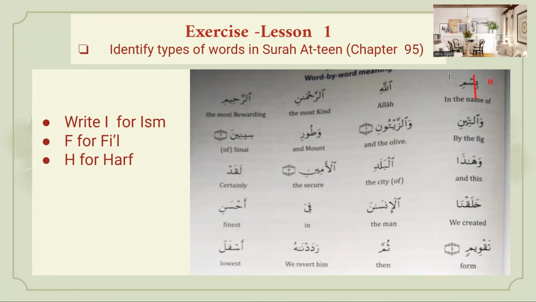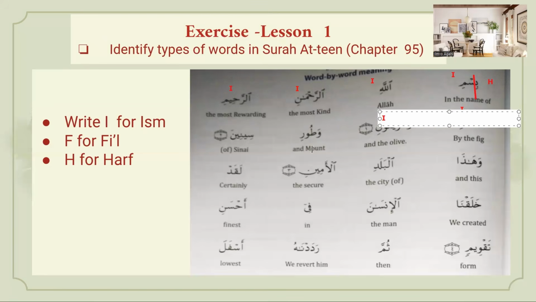So name of a name, right? So ism is ism. Allah is a proper name, right? So this is ism. Then Ar-Rahman, the most kind. So it's a quality. Quality or adjective are also ism. So this is ism. Ar-Rahim is also ism. Wow is separate. At-Tin. Okay. At-Tin is what? At-Tin is the fig. So at-tin is ism, the name of a fruit. Zaitun, the name of a fruit or vegetable. Okay. So zaitun is also ism.